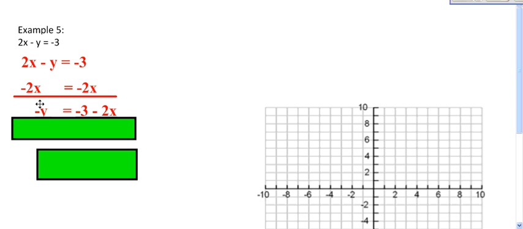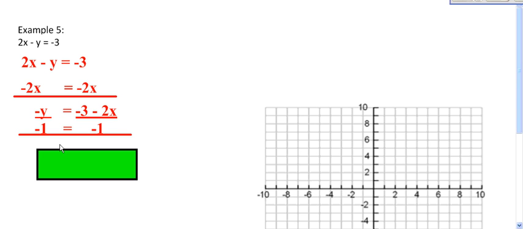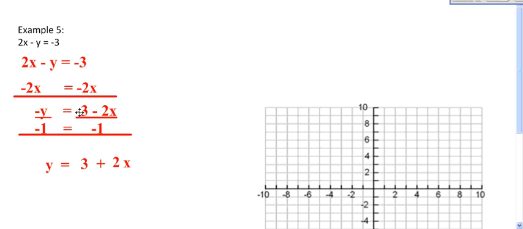You need to get y alone. Remember, the coefficient for y there is really a -1. We can put a 1 here. So I'm going to divide both sides by -1. -1 divided by -1, that's going to cancel out and leave us with that y. -3 divided by -1 gives me a positive 3. A -2 divided by -1 would give me a positive 2. And then we need to bring down that x. So in slope-intercept form, we have y equals 3 plus 2x.